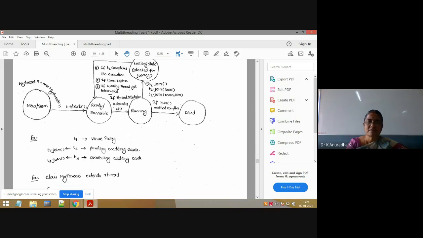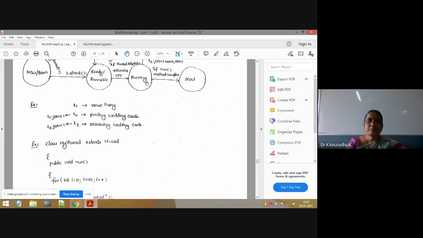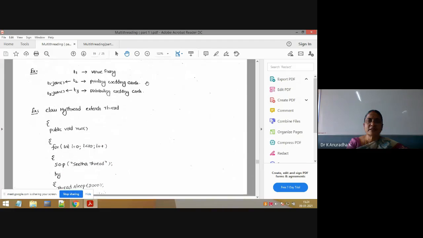Now I will explain with a program also. To understand the join method clearly, this is important. Here I have three threads: fixing the venue, printing wedding cards, and distributing wedding cards. So this is thread T2. Inside the thread T2, I will write T1.join. What does it mean? T2 will go to the waiting state until the completion of T1.